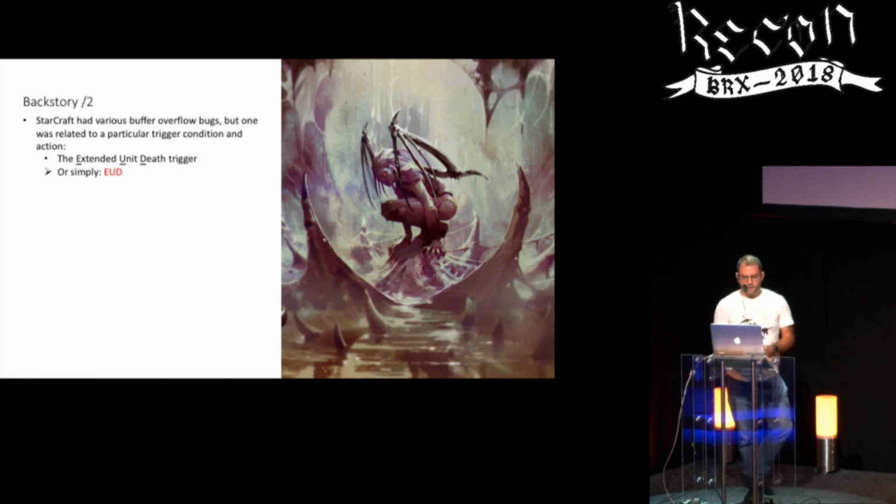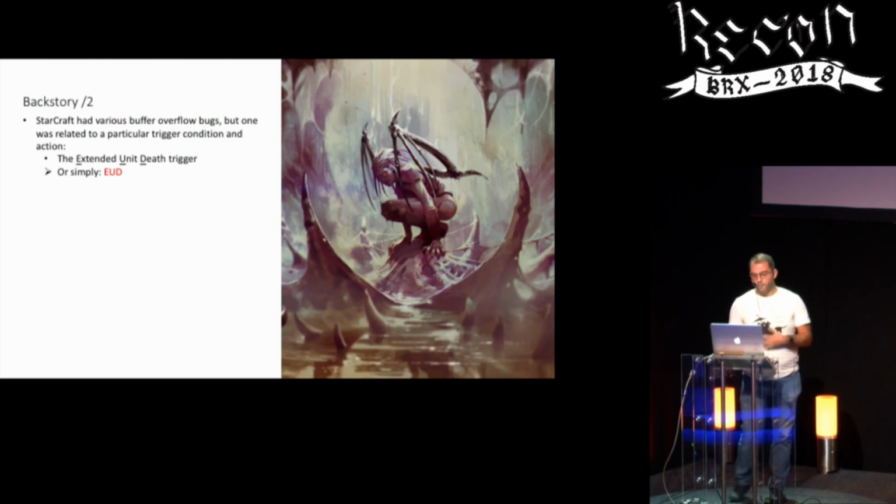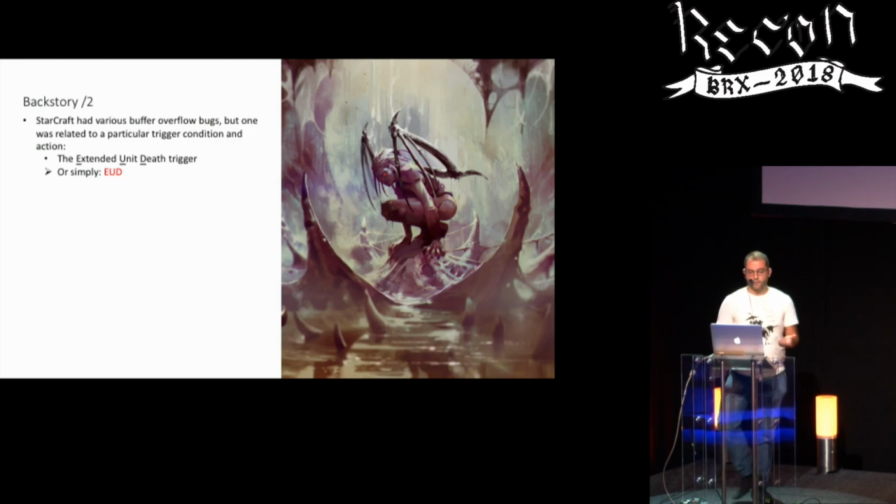So the exploit was in the code path that handles the extended unit death trigger, which is basically a counter. When certain unit types die, there's a counter. You can read that counter and you can write to that counter. That counter is an array, and it had a buffer overflow in that array, so you can do read or write anywhere.